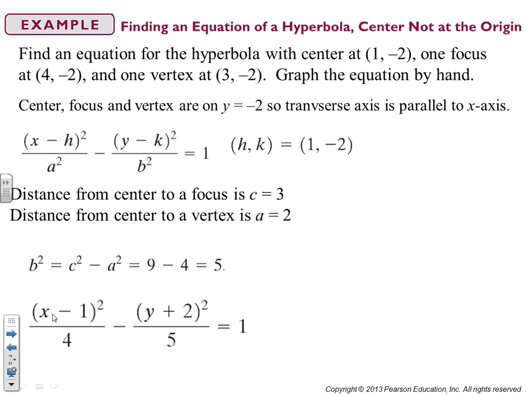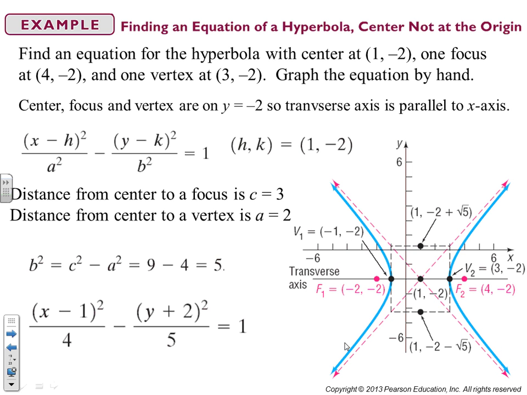So we can put together our equation: x minus 1 squared divided by 4 minus y plus 2 squared divided by 5 equals 1. We throw all those things down onto a graph, and we get a hyperbola that looks like this.